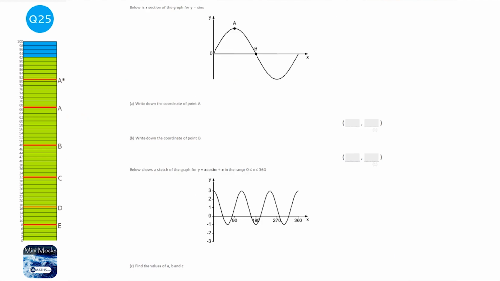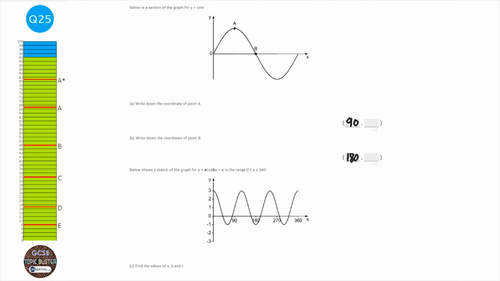Okay, so this question relies on your knowledge of sine and cos waves. The first one is just a basic sine wave, and you should know that sine and cos work in sort of units of 90. So point A is 90 on the x-axis, and point B is 180 on the x-axis.